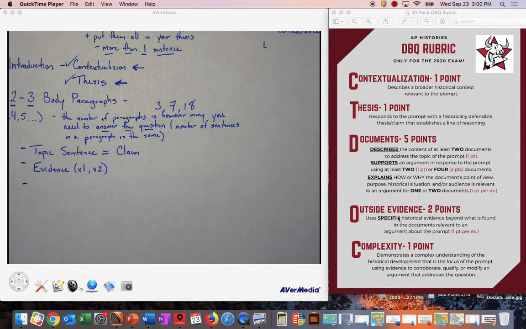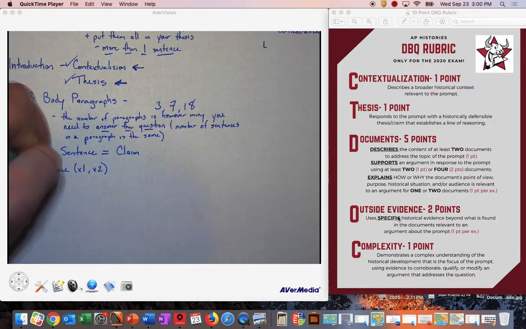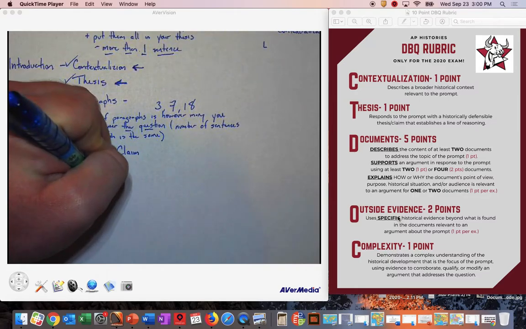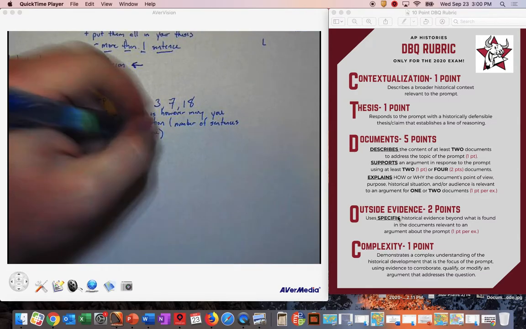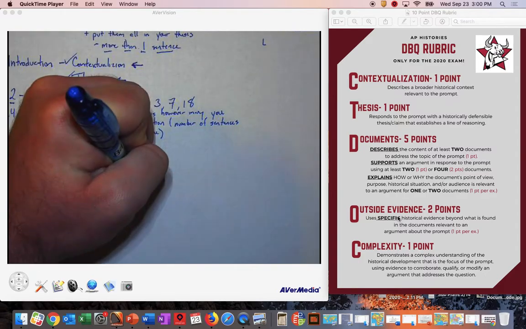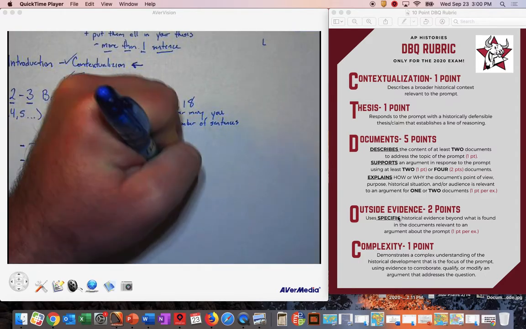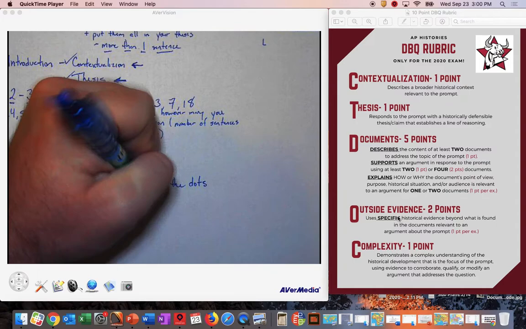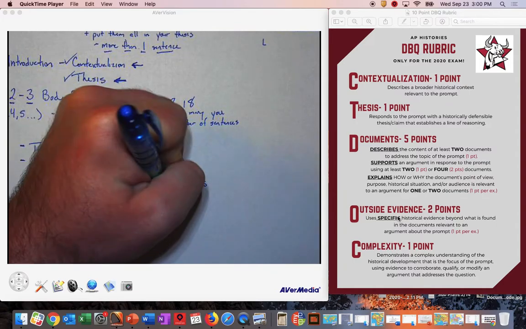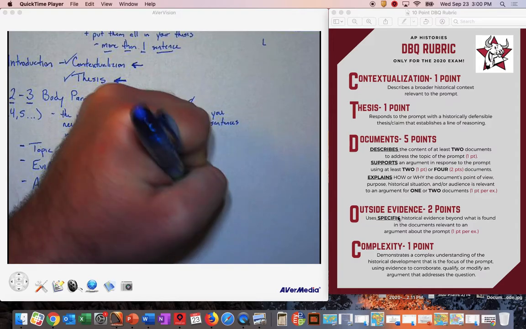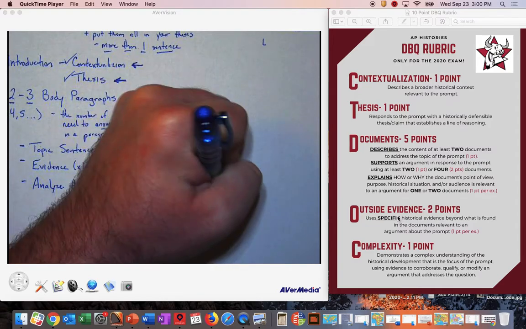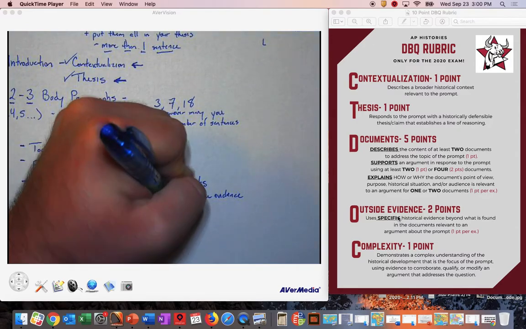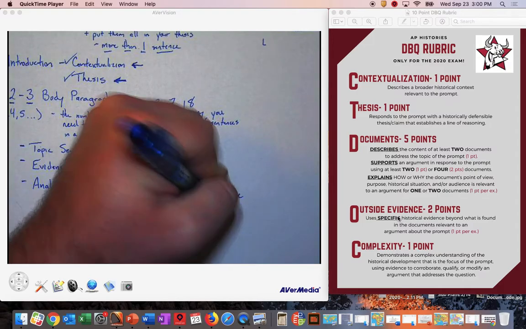And then you've got to connect the dots. You have to analyze the evidence. Basically, what analyzing the evidence means is you've got to connect the dots. You have to show me why the evidence you just gave me supports the claim.